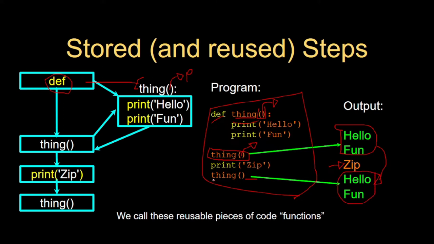If you add another calling function here, then when the code is executed, or when the compiler gets this line of code, another hello fun is also executed. This is how functions are declared and called in the Python programming language. Good, we call this reusable piece of code a function. Once you write it somewhere and call that function name, you can reuse this piece of code. This is the concept of functions.